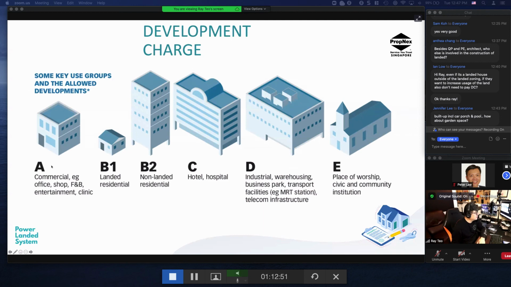Category A for DC charge is commercial. B1 is landed. B2, because every time I talk about B1, everyone starts to tell me, oh, B1 factory, nonsense. This is the DC charge category. B1 is landed. B2 is non-landed, condo and apartment. Class C is hotel or hospital. D is industrial. D is to pay government taxes. Then E is places of worship, etc. So you probably have background knowledge of this already.